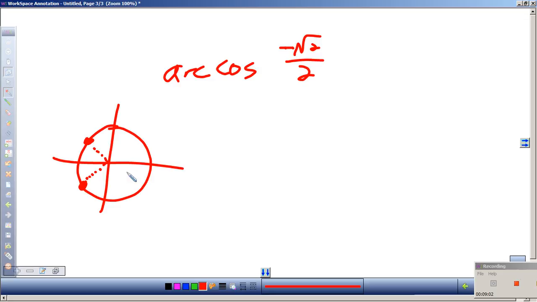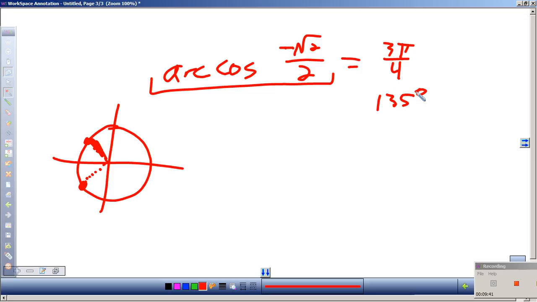So if I said quadrant 3, arc cosine of negative root 2 over 2 in quadrant 3, we'd be able to say which angle we have. However, if you just plug this into your calculator, you're going to get this angle out. So this would equal 3 pi over 4, or as degrees, what do you get? 135 degrees.